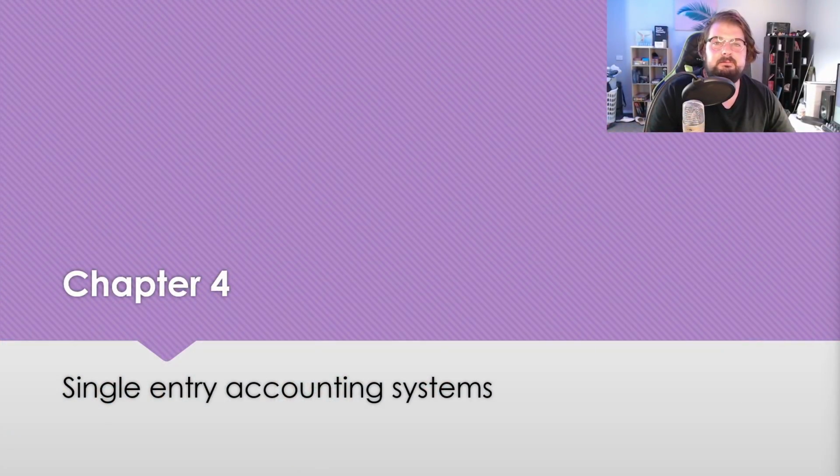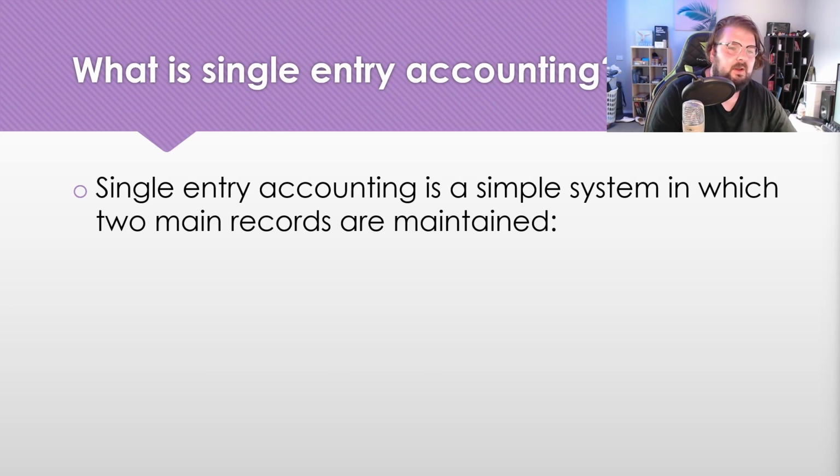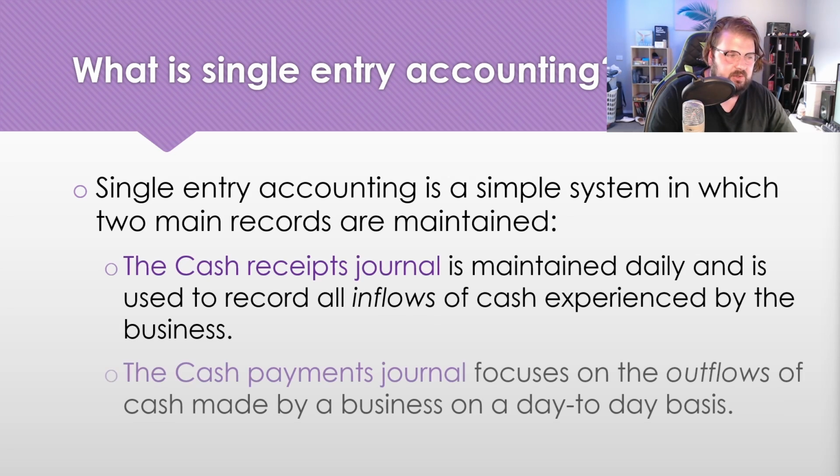So, as you know, we're looking at single entry accounting systems, and they're known as such because in both our cash receipts and cash payments journal, there's only one line of entry in each. Obviously, they're made up of two main journals, which you've seen really good examples of in your textbook. We've got the cash receipts journal, which shows every inflow of cash, and the cash payments journal, which shows every outflow of cash.